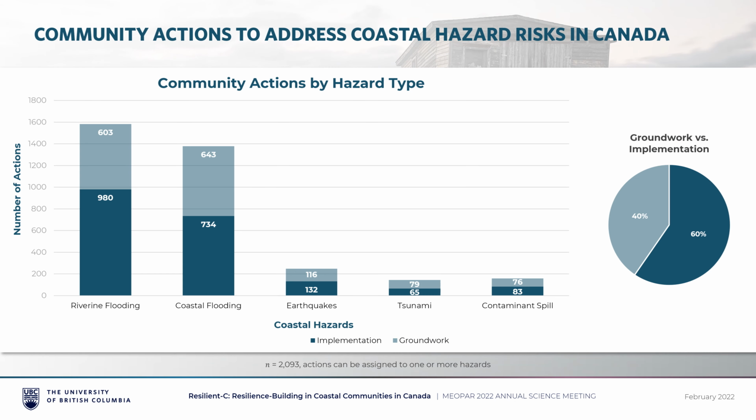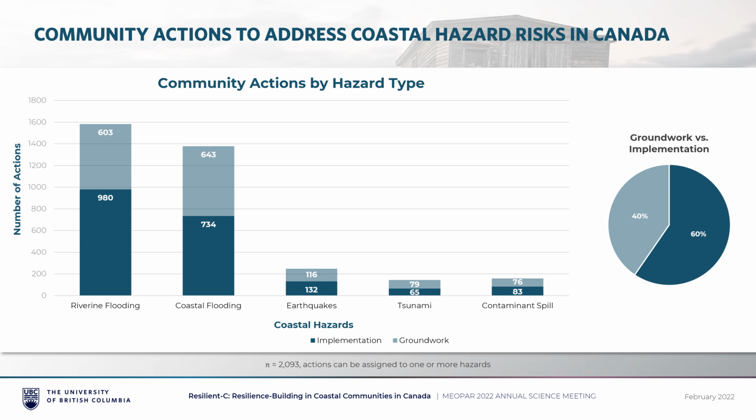Our team has collected over 2,000 actions from community plans, bylaws, regulations, and climate adaptation plans for our platform communities. Each of these actions is assessed to determine which hazard or hazards they seek to address, the categories that they fall into, and whether they are groundwork or active policy implementations. In this first set of charts, you can see that over 93% of these actions focus entirely or in part on addressing either coastal or riverine flooding.